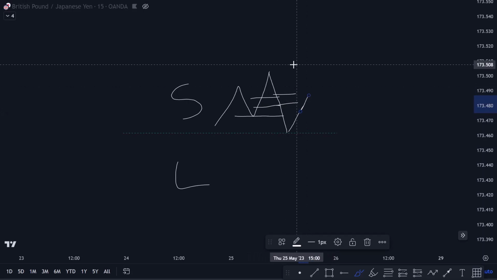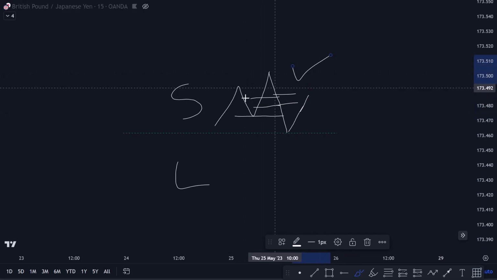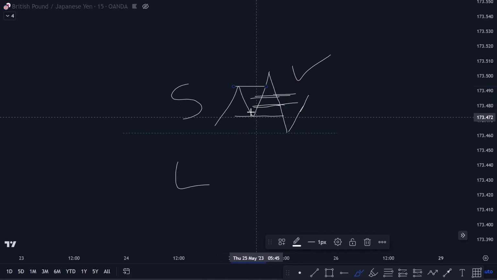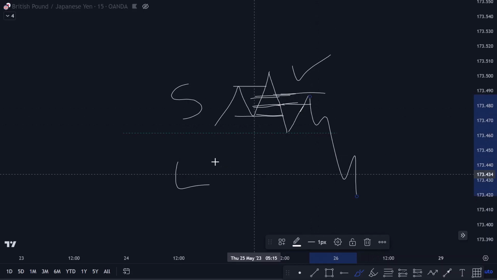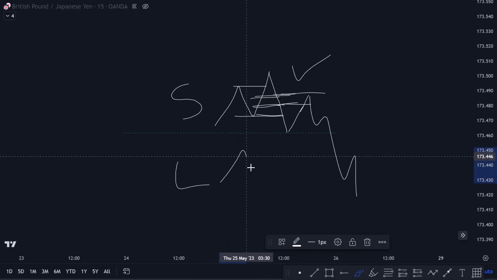Now this is a short setup. This you can enter. But this long setup, even if it was valid, it was a breakout structure, and then you have a valid fair value gap, this would not work. What will work is this change of character into a fair value gap short setup. This one would work.